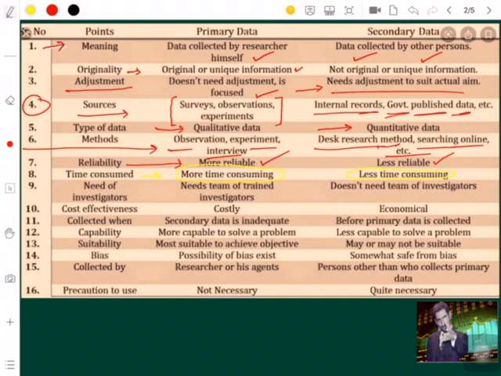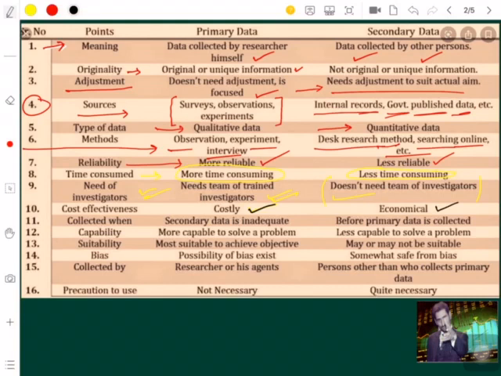On the basis of needs of investigation, primary data needs a team of trained investigators, they must be statisticians in the original way. Secondary data does not need a team of investigators. You just have to know what is your purpose and you will get data accordingly from different sources. Primary data is costly whereas secondary data is economical. That means it is not costly.